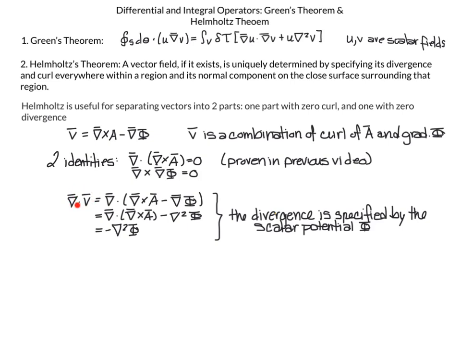So the divergence of V then is totally dependent only on this phi, which is a scalar potential. So the divergence is specified by the scalar potential phi.